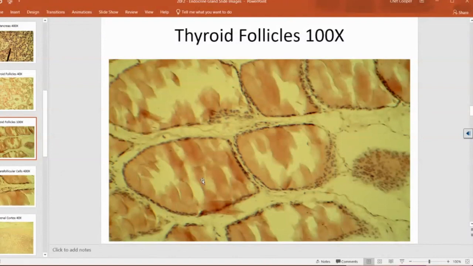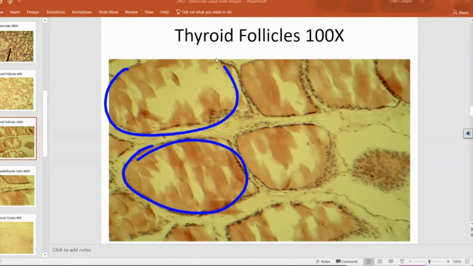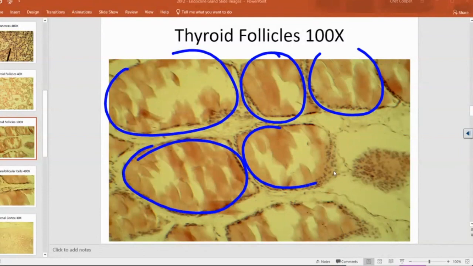Okay. This is what a thyroid looks like. So this is a thyroid gland. And a thyroid, kind of like an ovary, has follicles. Okay. Good news for you. There's not four different types of follicles. There's not even two. They're just all follicles. So here is a thyroid follicle, and here is a thyroid follicle, and there's one, and there's one, and there's one, and there's one. There's that crazy one that was cut weird, so I would never ask you about it. But you get the idea?